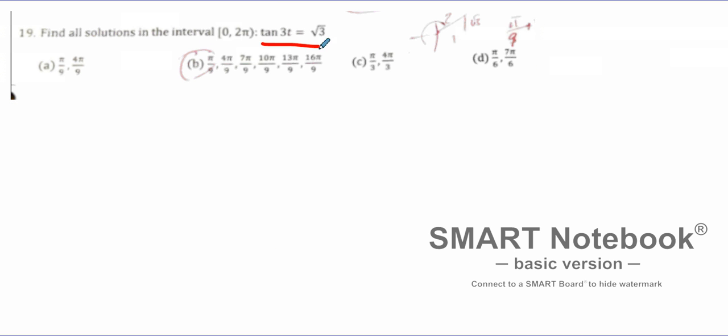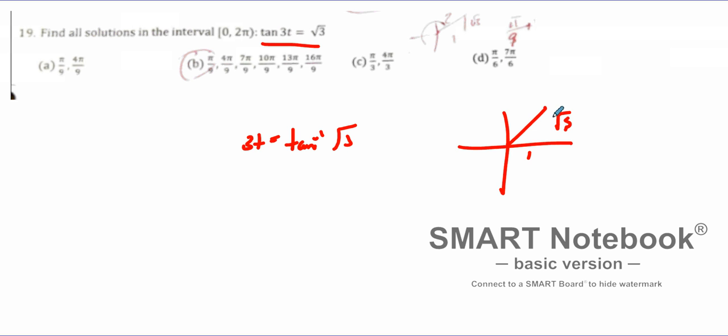All right, next one. Find the solutions of tangent 3t equaling square root of 3. Well, once again, we can solve this without our calculator. If we go over here, we can say, okay, tangent. All right, we're going to take the inverse tangent of the square root of 3, and that equals 3t. So inverse tangent of square root of 3, if you think of square root of 3, is going to be right here. Tangent is opposite over adjacent, and that's going to be pi over 3 because it's 60 degrees.